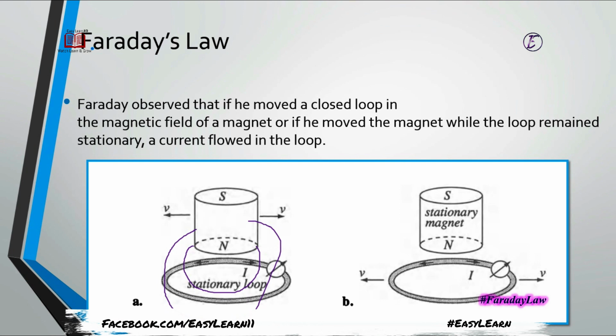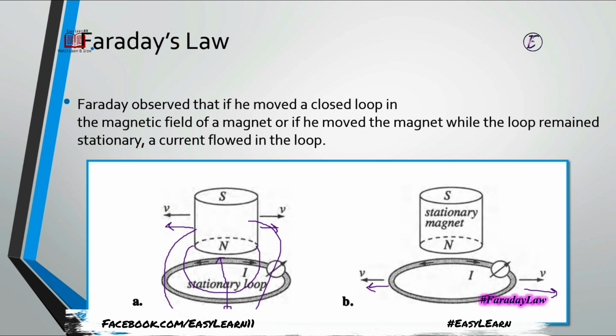If there is a small piece of ferromagnetic material here, it may feel an attraction or repulsion force, usually attraction when unmagnetized. So if you change the velocity of the magnet in this way or this way, Faraday observed that if he moves the closed loop in the magnetic field of a magnet, or if he just moves the magnet while the loop remains stationary, this is the second case, he changes the loop while this time the magnet is stationary.